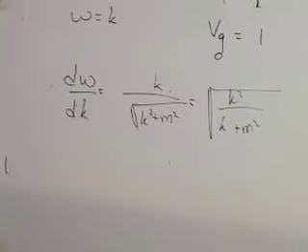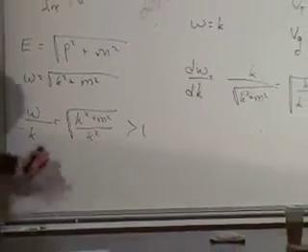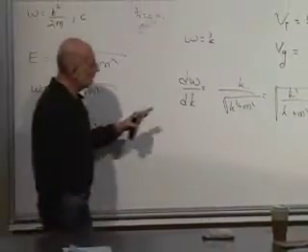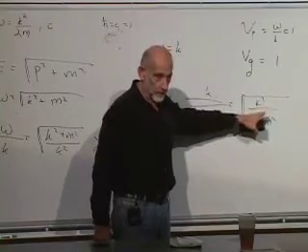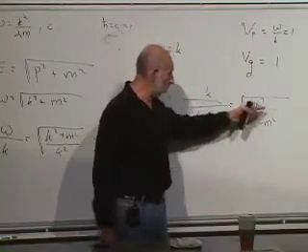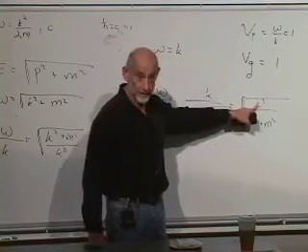The phase velocity is the square root of k squared plus m squared over k squared. They're inverse to each other. This one is greater than 1. This one is always less than 1. In fact, this is the velocity of a relativistic particle with momentum k.